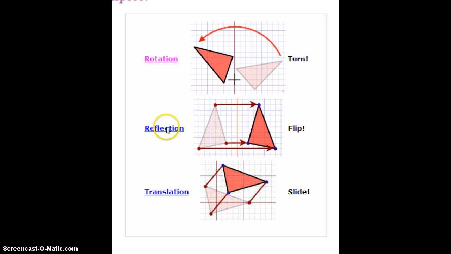The second one we're going to talk about is reflection. And reflection is a mirror image, okay? And so on this one, they're reflecting across the y-axis, that's our vertical axis. And when you reflect across the y-axis, it should be as if you took this original pre-image figure and flipped it. It would land right here.